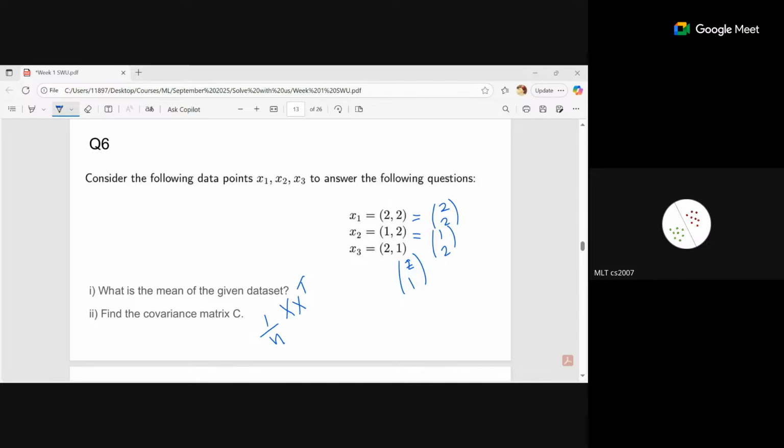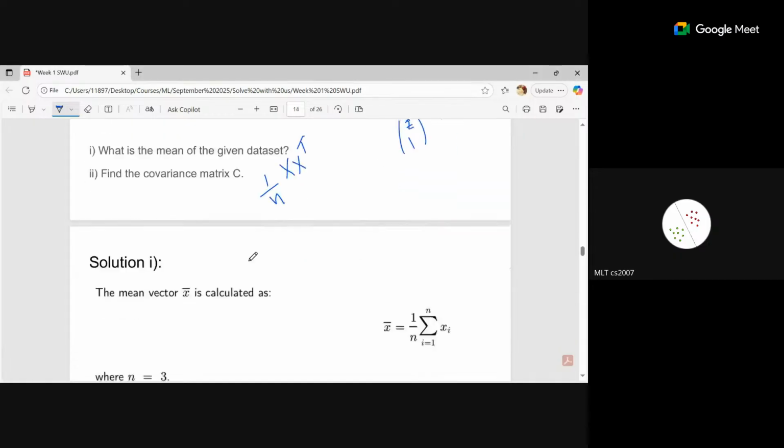All right. So I see many answers in the chat. Okay, to find the covariance matrix, what is the first thing that we need to do? We need to first find the centered matrix X, right? And then we do XX transpose divided by N. So that is the goal.